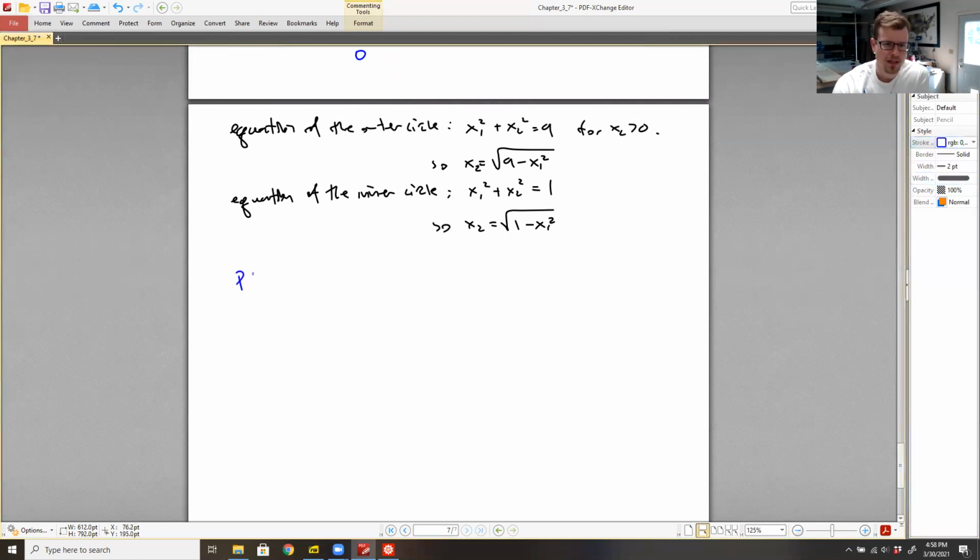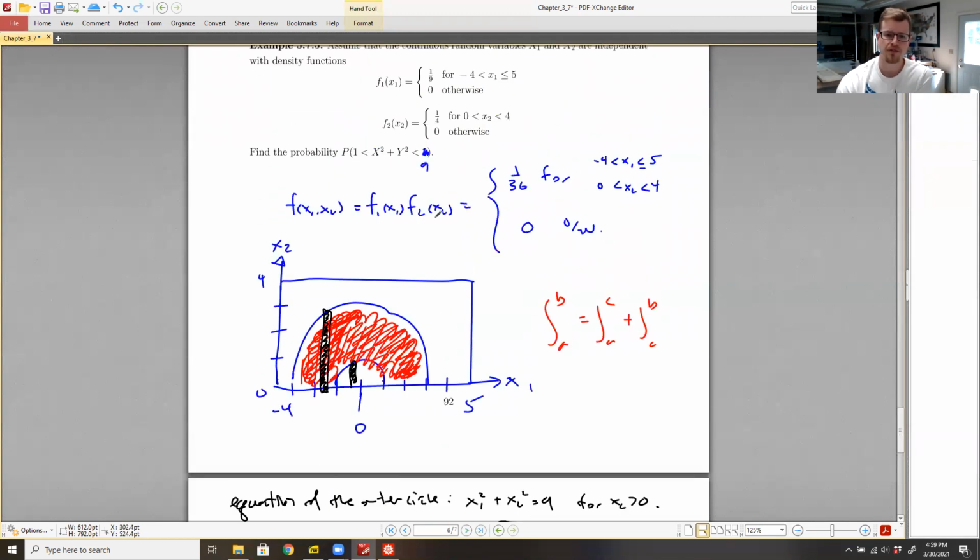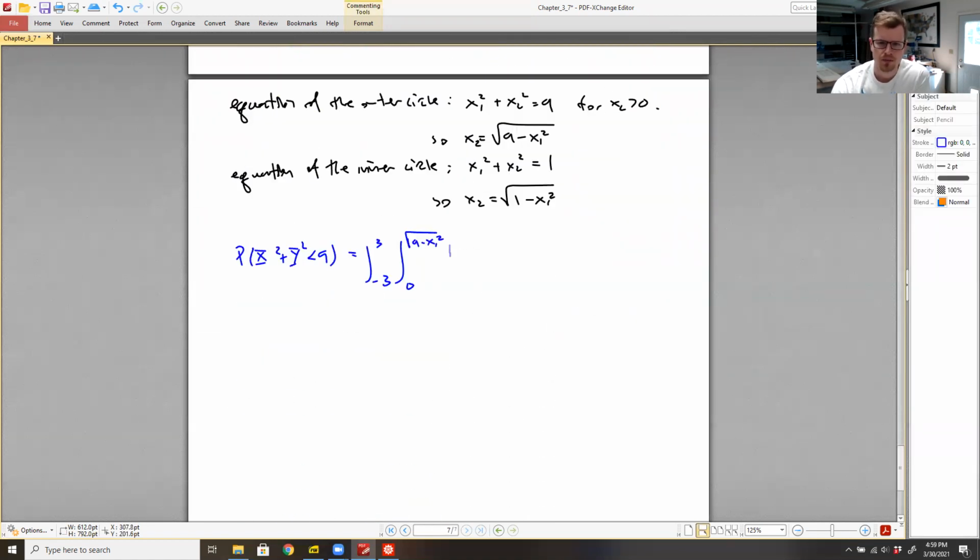So the probability in particular that x squared plus y squared is less than 9 is given as the integral from -3 to 3 of the integral from 0 to the square root of 9 minus x1 squared. And we're integrating the function f of x1, x2, which is 1 over 36. 1 over 36, so it's just a constant. That's very convenient. Integrating with respect to x2 first, and then x1.